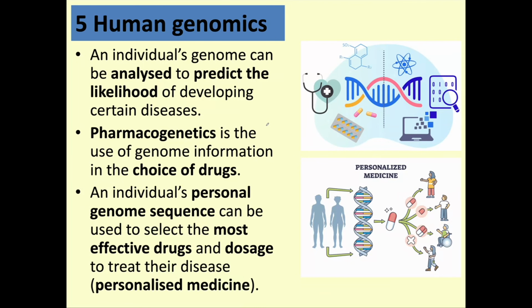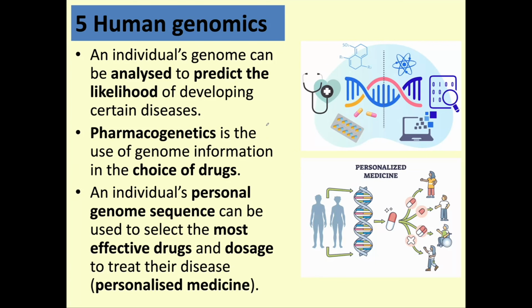So the second part of this topic talks about the uses of these genomes. When we sequence someone's genome, what can we actually use that information for? Well, an individual's genome can be analysed and it helps us to predict the likelihood of developing certain diseases. Because, as I said a moment ago, they can look for known sequences, sequences they already know about that they can attribute to a particular disease.